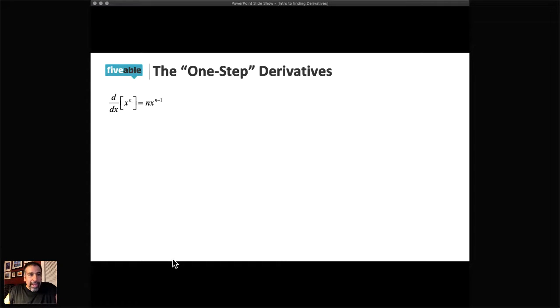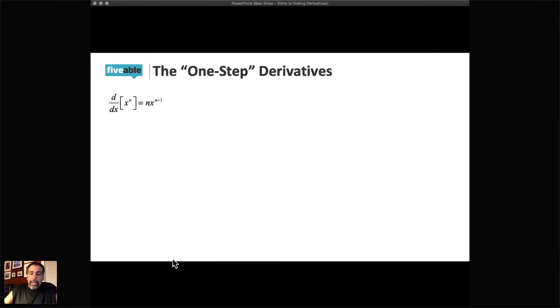The derivative of x raised to a number is going to be the number times x raised to the same number minus 1. You may be familiar with this rule. You might have seen it already. Just as an example, if you were taking the derivative of x to the 10th, the answer would be 10x to the 9th. So that's the first one step we're going to be talking about. I always call it x to the n.